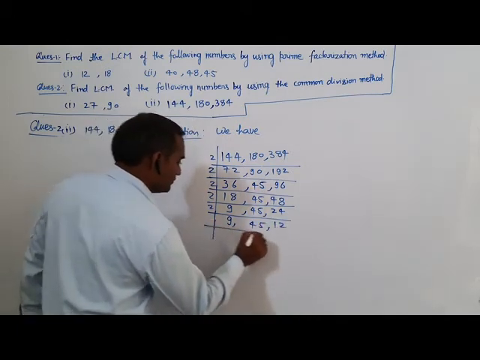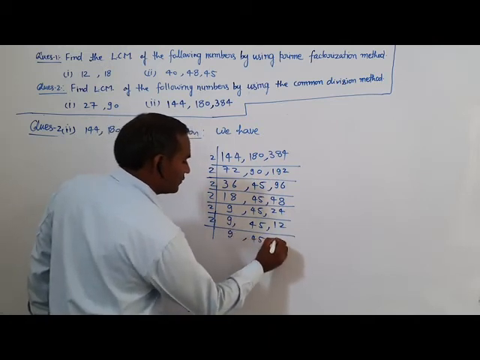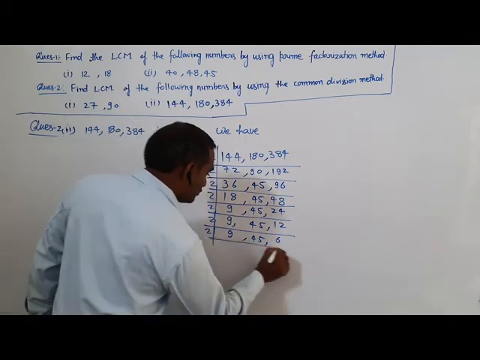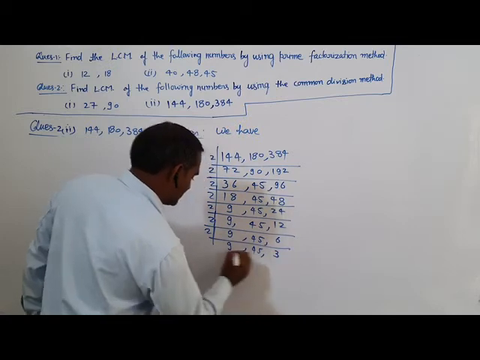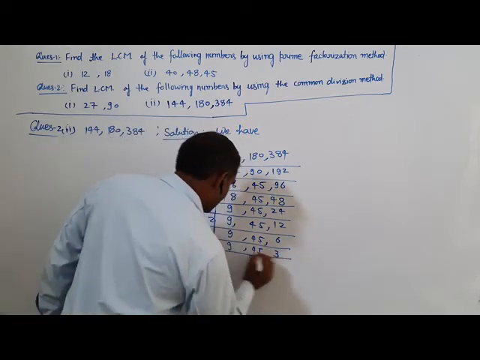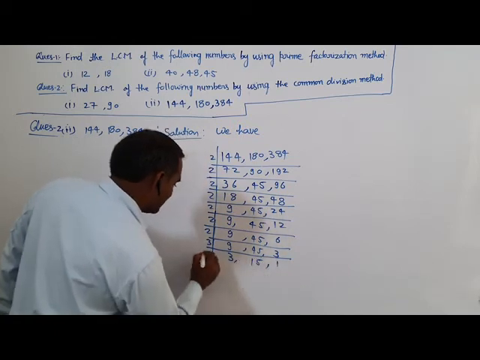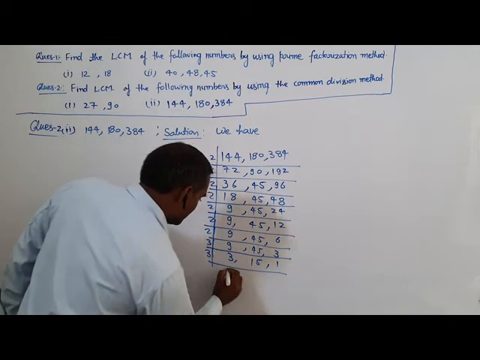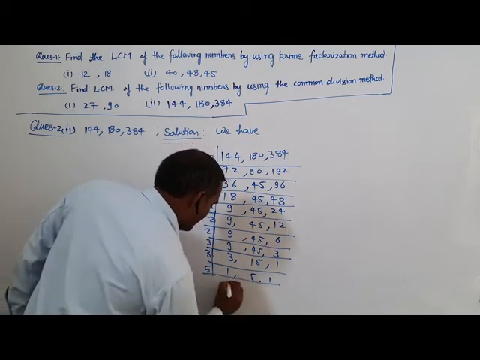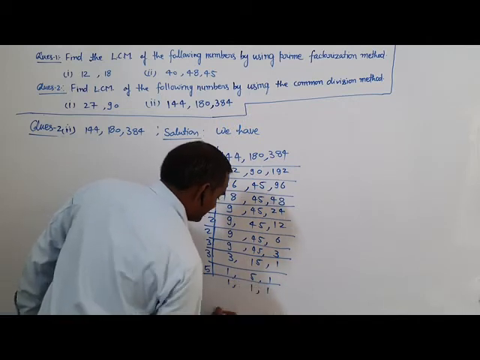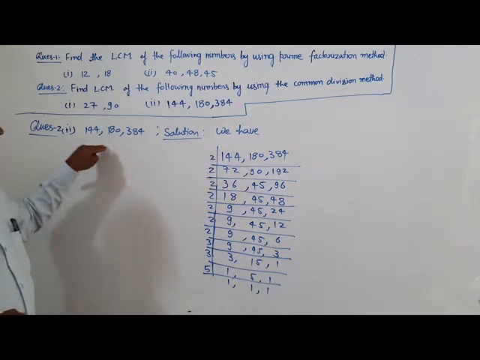Now divide by 2 again: 9 is not divisible, 45 is not divisible, 2 sixes are 12. Now divide by 2 again. Now divide by 3, 3 threes are 9, 3 ones are 3, 3 fives are 15. Now by 5. In this way, these are the factors of the given numbers.